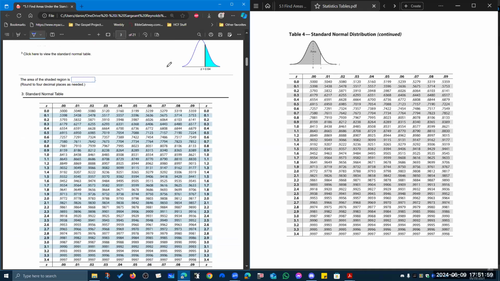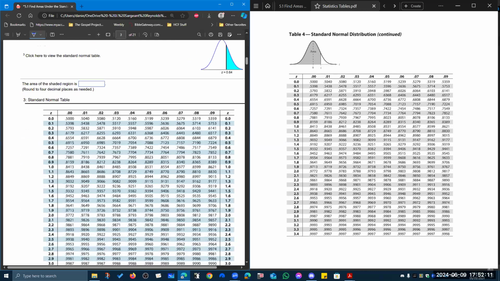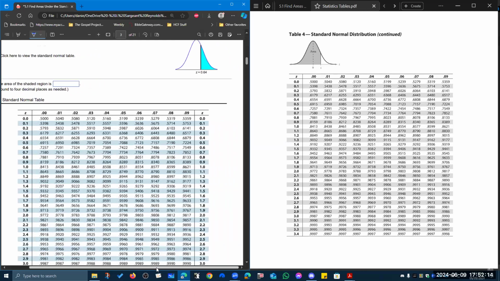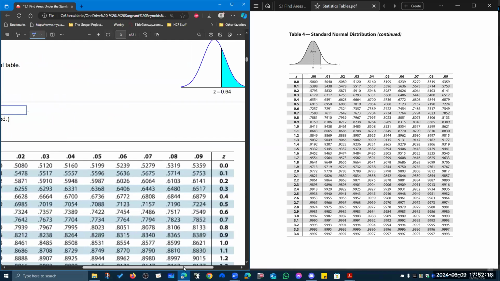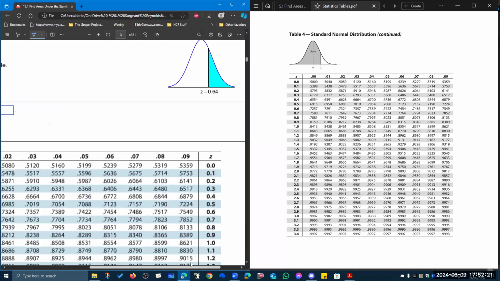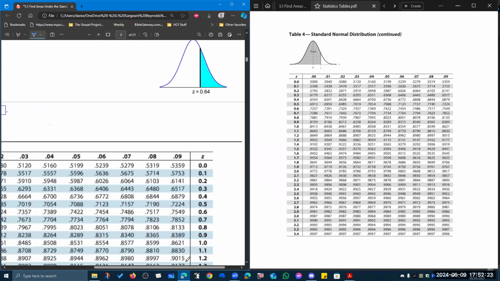Now, if I want to go to the right, the table only goes to the left. So I'm going to have to do 1 minus what I see in the table to get to the right. So this is 0. I believe that says 84. Make sure. 0.64. Right, 0.64 right here is 6, 0, 1, 2, 3, 4. So that's 0.7389.